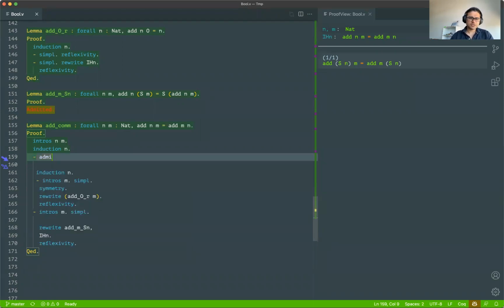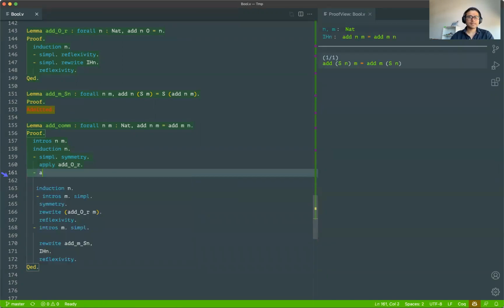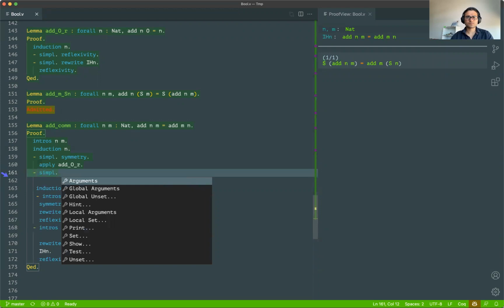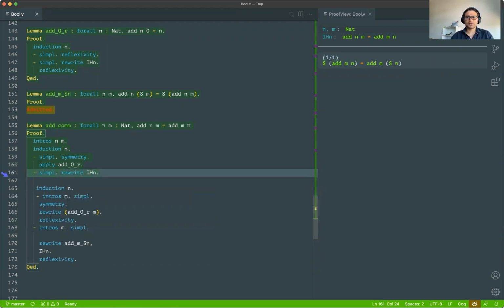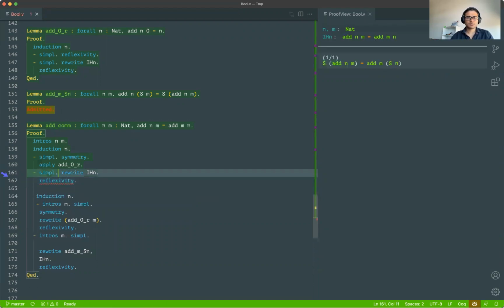So let's finish this proof using this way. So simpl and symmetry, and then I'm going to apply add_O_r, and then again simpl, rewrite IHN and reflexivity. Okay. Reflexivity is not going to work, so I need to rewrite this lemma. Oh, here it is. Let me copy paste.